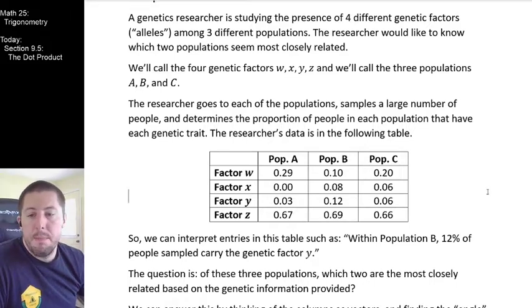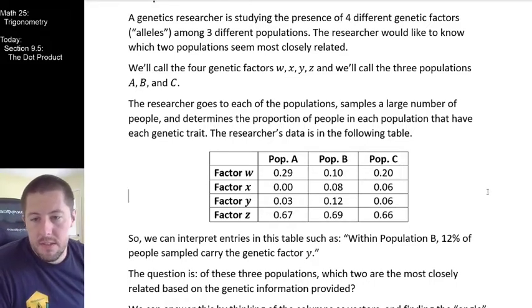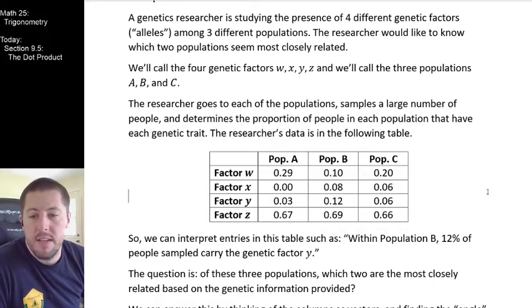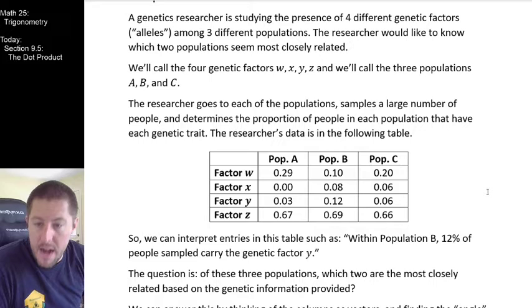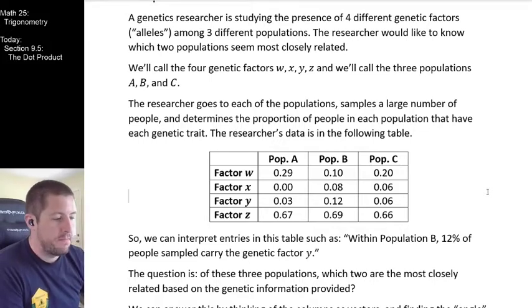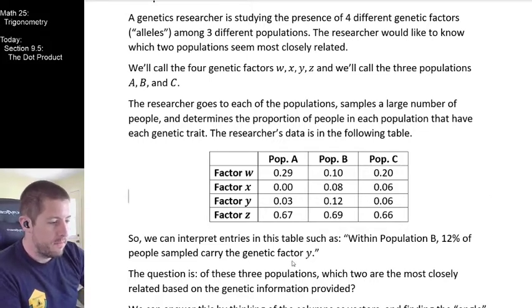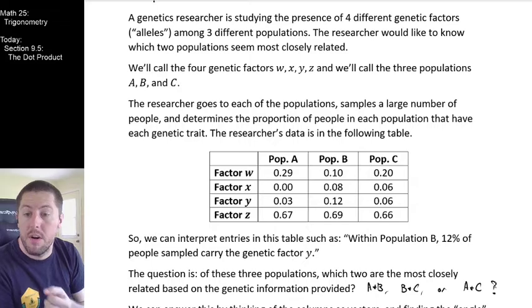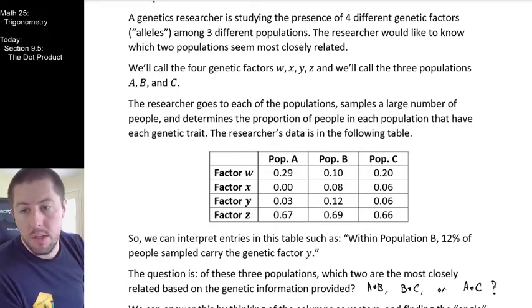So my question is, based on just these four genes, just four genetic traits out of the millions or even billions that we have, which of these two populations seem most closely related to each other? So our answer should be A and B, B and C, or A and C, right? Our answer is one of those three things. We're looking for the pair that are the most closely related.